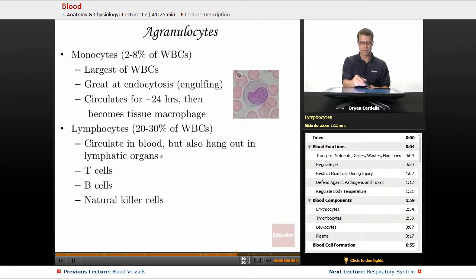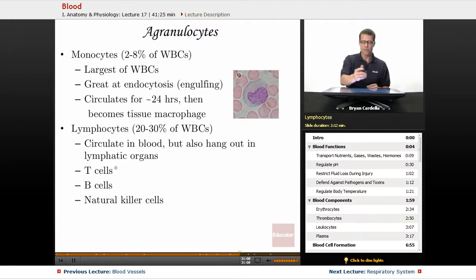The thymus is another one that has to do with it, but the spleen is going to be a place that you're going to find a lot of lymphocytes. Here are some examples of lymphocytes. T cells have to do with cell-mediated immunity. So T cells, they are going to be targeting particular invaders as they come in.